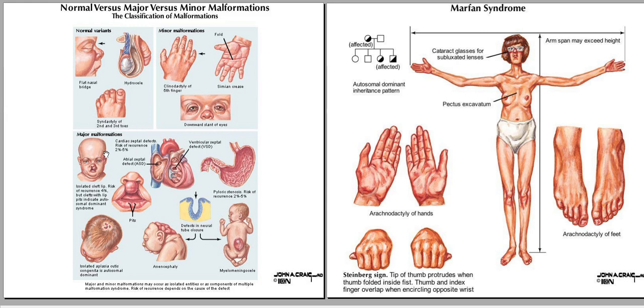Right, here to the major malformations that we have here: atrial septal defects, the ventricular septal defect. So the cardioseptal defects, the risk of occurrence is from 2 to 5%. You can see the pits over here. So here, isolated cleft lip, the risk of occurrence is 4%, but the clefts with lip pits indicate an autosomal dominant syndrome. So that's here, you have the pits over here.